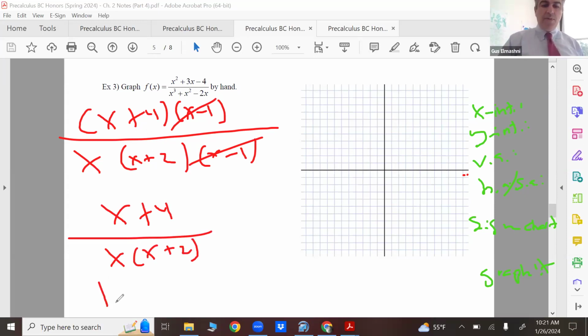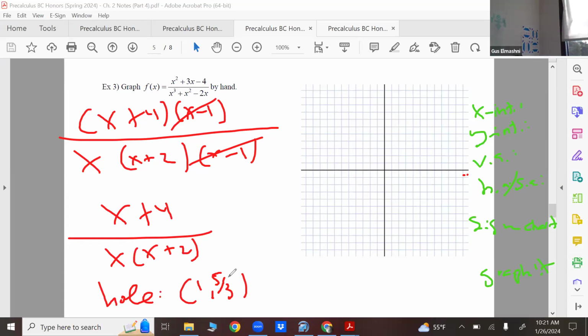And I'm going to figure out the hole first. The hole is at 1 comma what? What would you guys say? Where would the hole be at? 1 comma what? You substitute 1 into the simplified form. 1 comma 5/3 actually. Sorry, 5/3. My apologies. 5/3. So the hole occurs when the factor cancels.